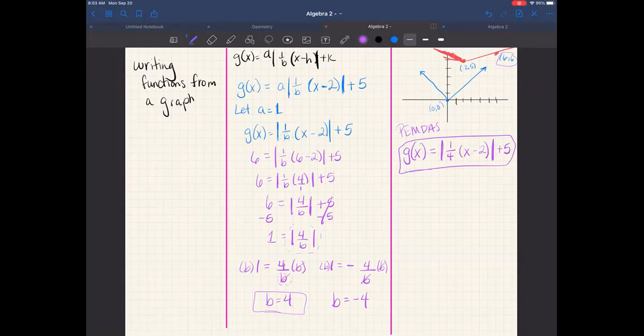We don't have any questions. Wait, didn't we find x already? Wasn't x 6, or was that just a random point? No, so we used the point (6, 6) to find what B was. But what you're really looking for is the general equation, so that if you picked any point on that graph, you can find what the y value is. So we wanted the general one, but to find the general, you have to use a specific point.